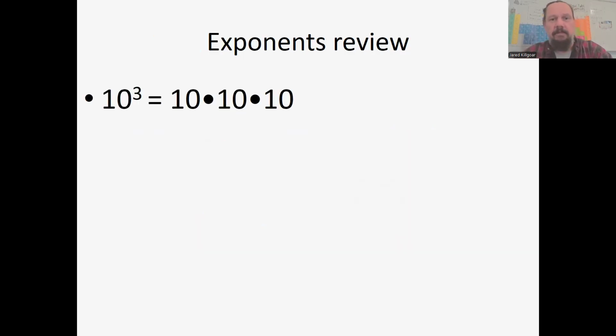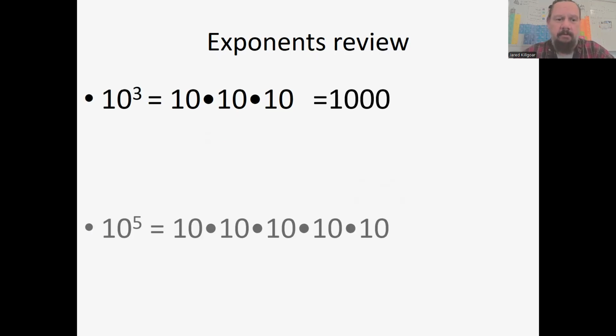Exponent review, 10 to the third. You just take the product of 10 3 times. 10 times 10 times 10 is 1,000. 10 to the fifth, you take the product of 10 5 times. You get 100,000.